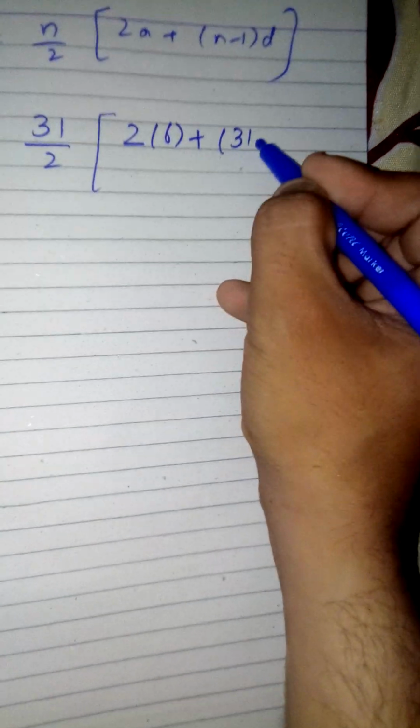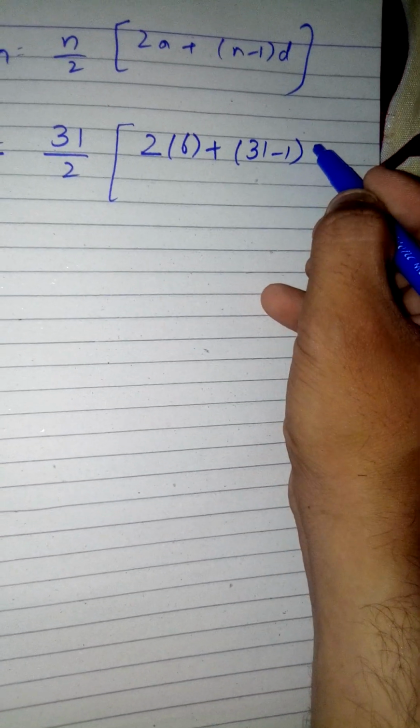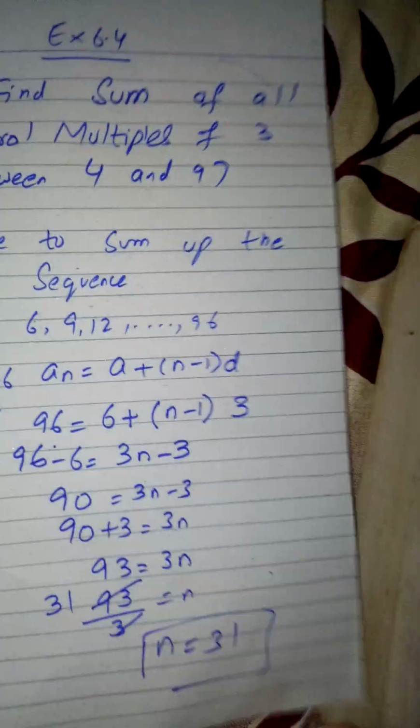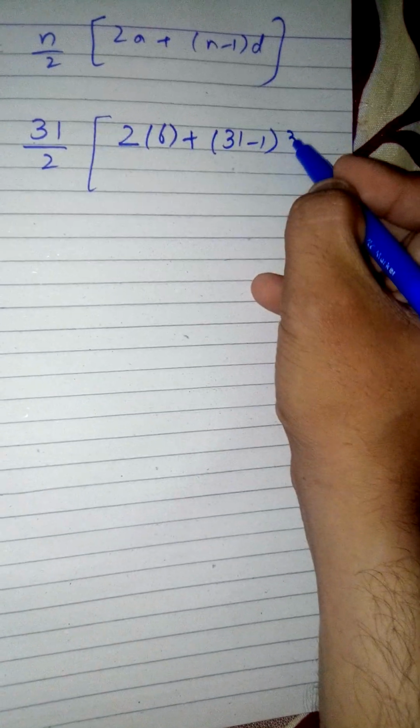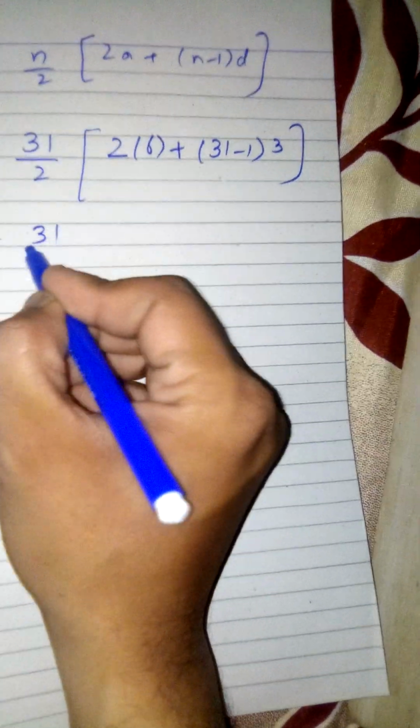90 plus 12 becomes 102. 2 5s are 10, 2 1s are 2. Then the required sum is 31 multiplied by 51, which becomes 1581. This is the sum of the integrals.